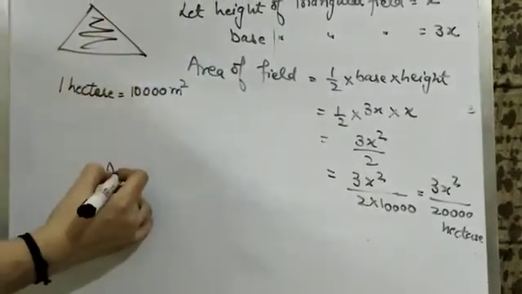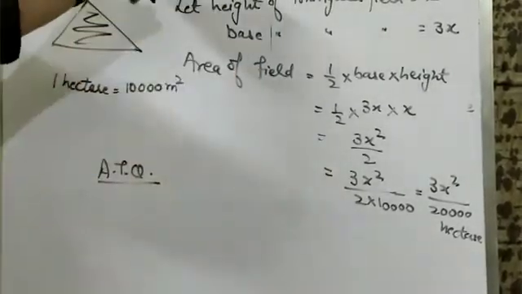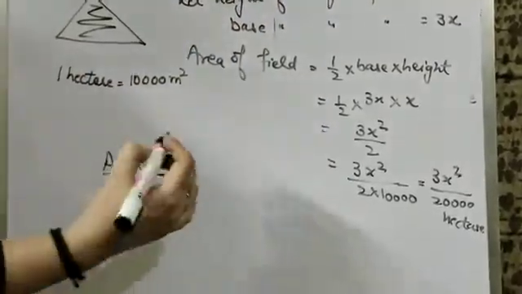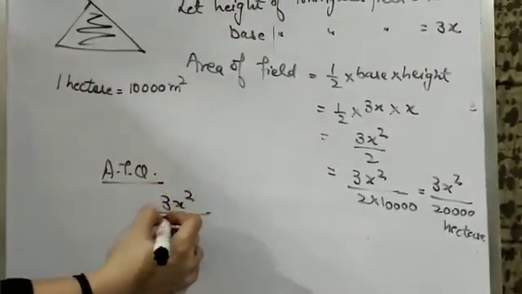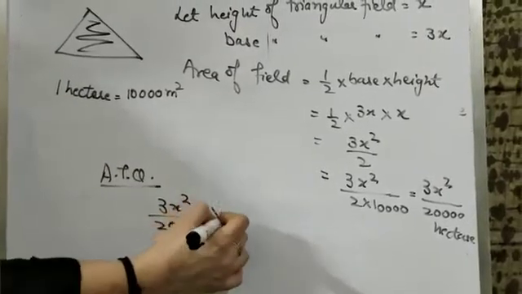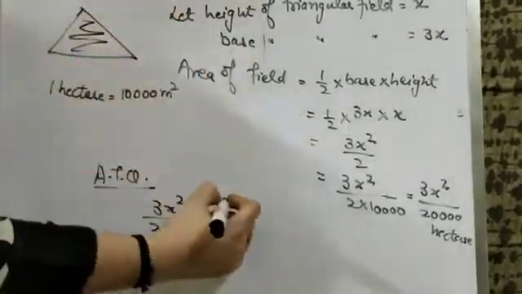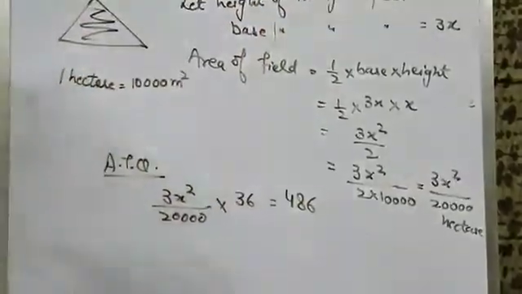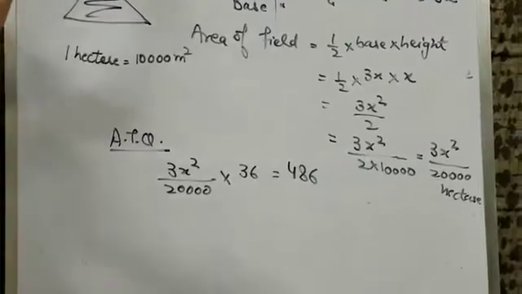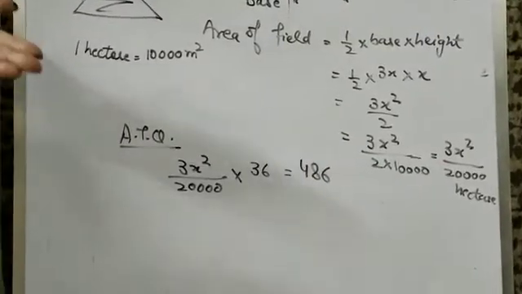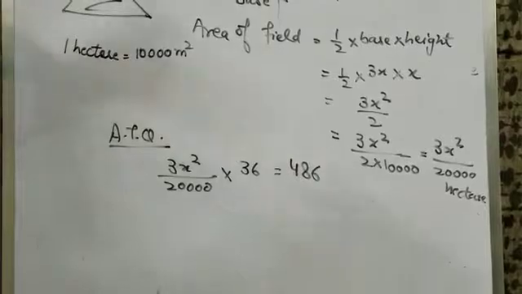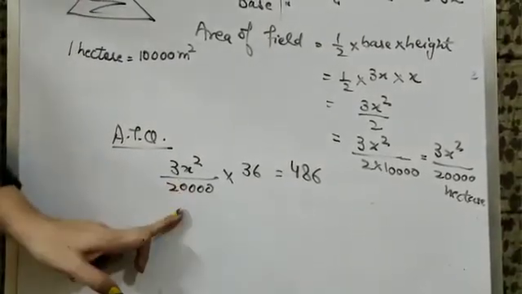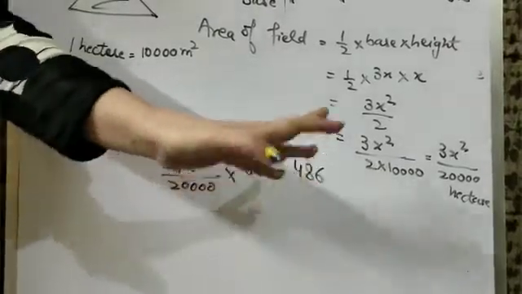So according to the question, if you multiply the area by the cost, you will get the total cost of this cultivation. Area is 3x square by 20,000 into cost of 1 hectare, that is 36. That is equal to the total cost of the cultivation. What did we do to find the cost of cultivation? We multiply the area by the cost of 1 square meter, which is given to us. The same we did here. Area into cost is equal to the total cost.